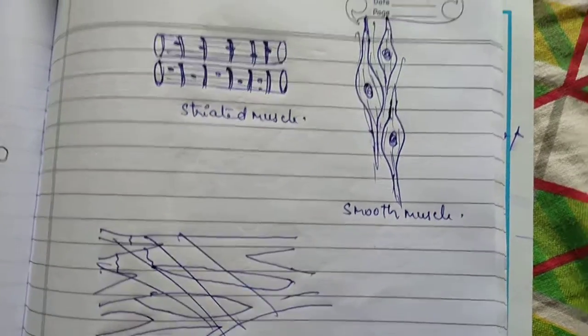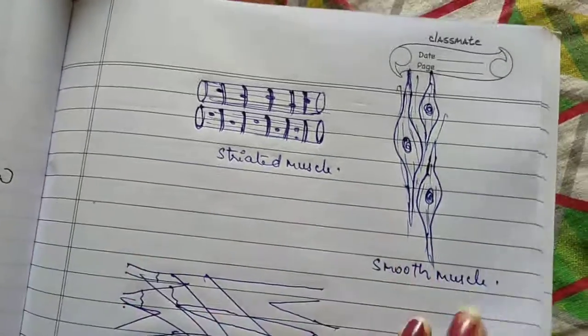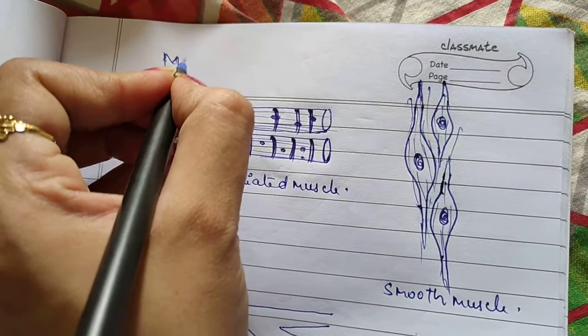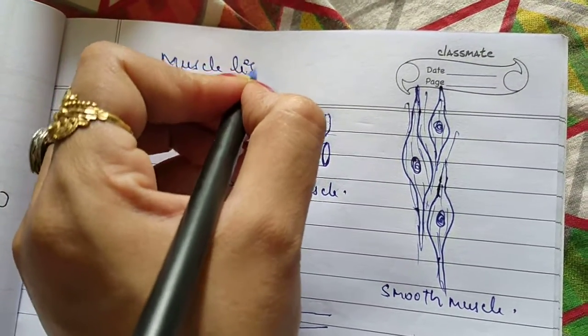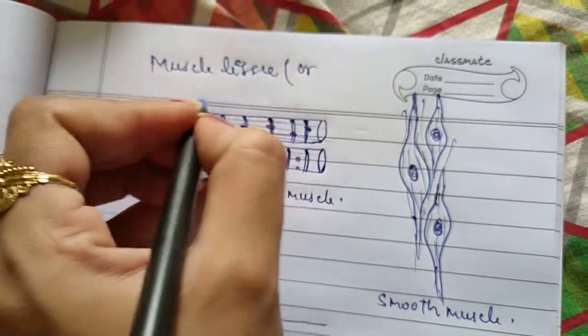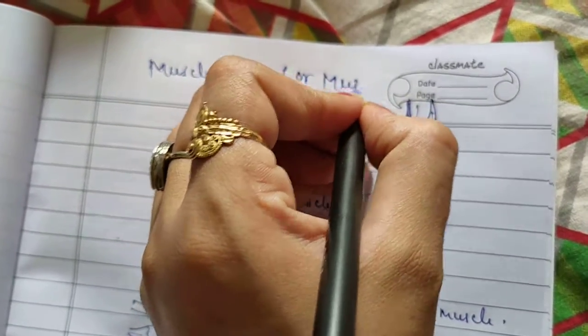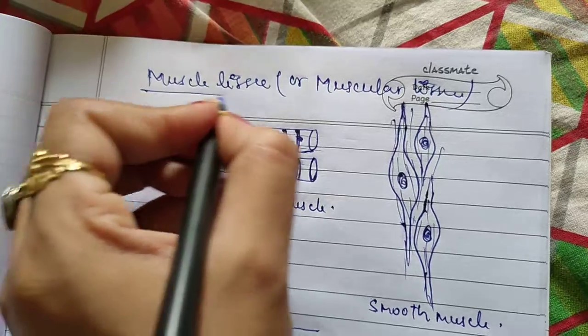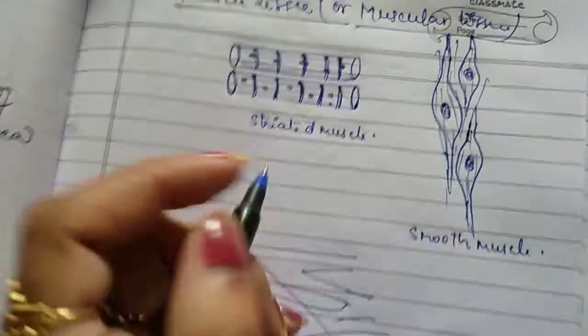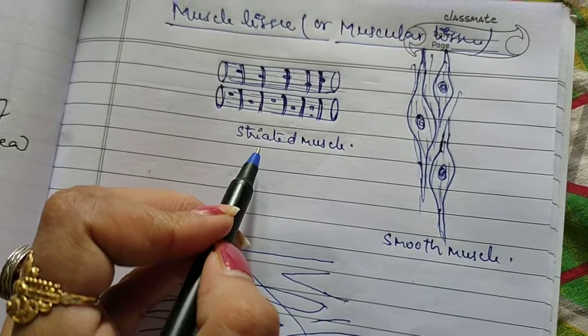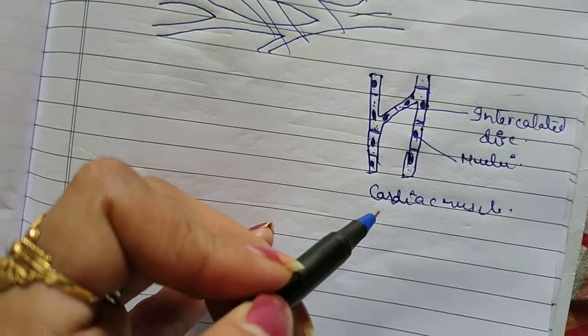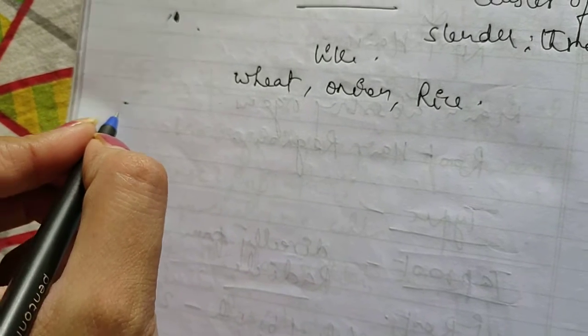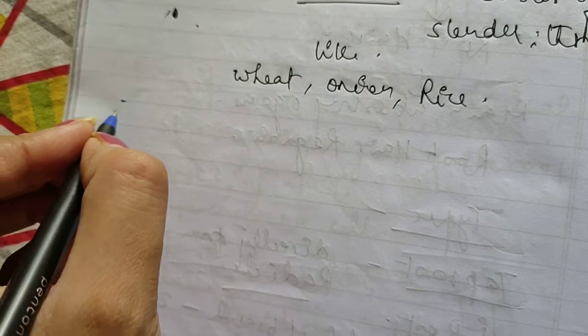Hello students, in this video I am going to tell you about the muscle tissue or muscular tissue. So you can see the diagram. This is striated muscles, smooth muscles and cardiac muscles. So we will take one by one. First is, what is muscle tissue?